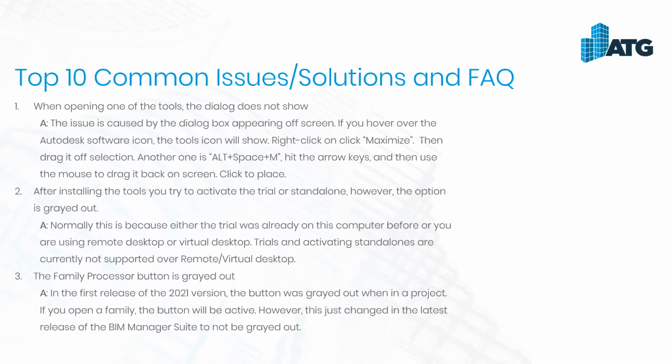So there are two ways to handle this. One of them is if you do see it on the Windows taskbar, you can hover over that Revit icon, right-click on the thumbnail for the particular tool, and then click Maximize. This should then bring it back on screen. Then you can click and hold on the top of the dialog box and drag it off of being maximized.